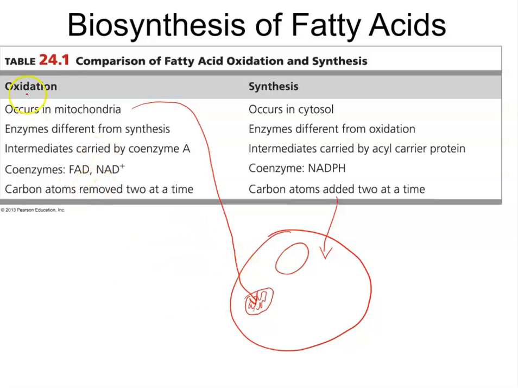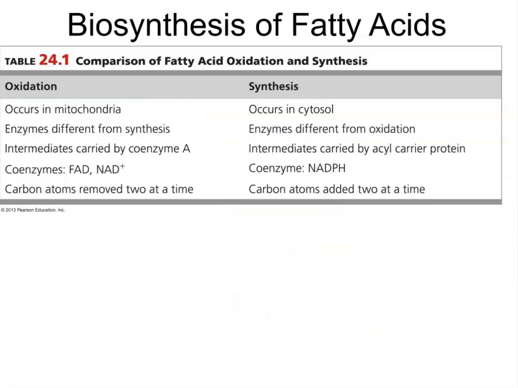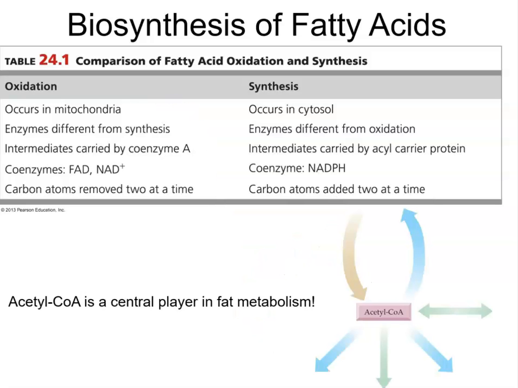Right away we reduce coenzymes, and those go to the electron transport chain to generate ATP. Versus if we're going to build stuff up and create fatty acid tails, that's going to happen in the cytosol. And in terms of both of these oxidation and synthesis processes, acetyl-CoA is a central player in the metabolism of fat, and we'll talk about that. You'll see this a lot.